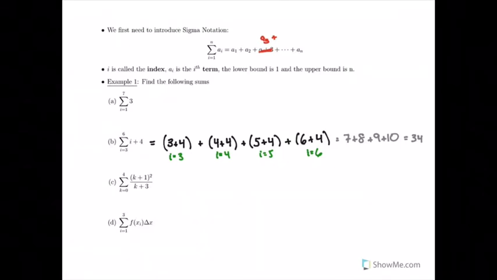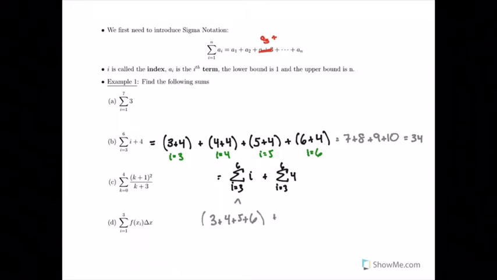We could also take that, we're going to redo this here in just a second. Instead of thinking about i plus 4, we could think about this as the sum from i equals 3 to 6 of i, plus the sum from i equals 3 to 6 of 4. So in that case, we'd actually have two sums there. We would have, plugging in an i, 3 plus 4 plus 5 plus 6. And then here, this goes to our first example too. There's nothing to plug in for i, so we're just going to have 4 each time.